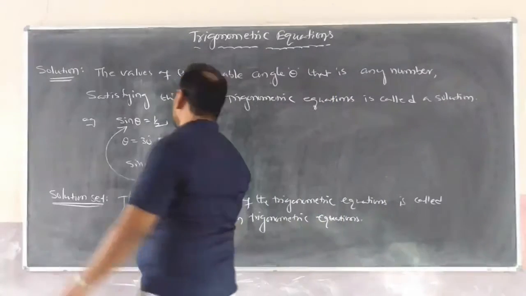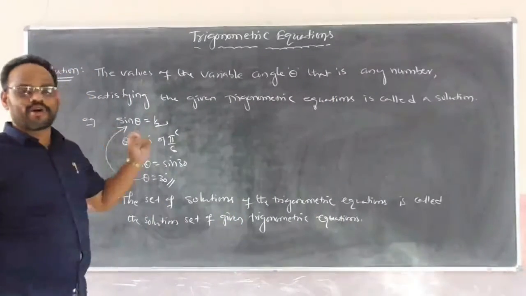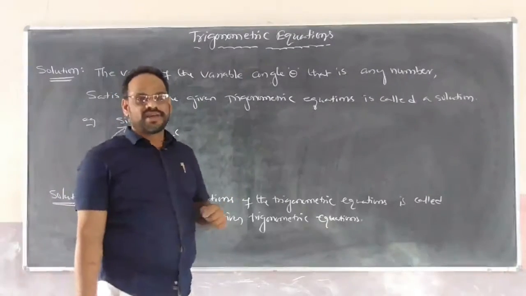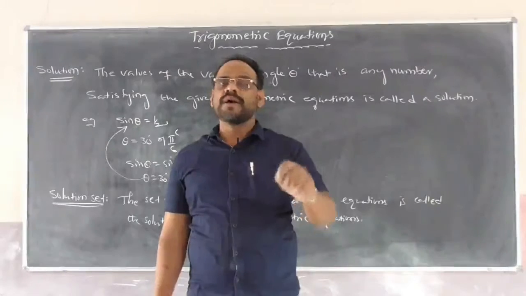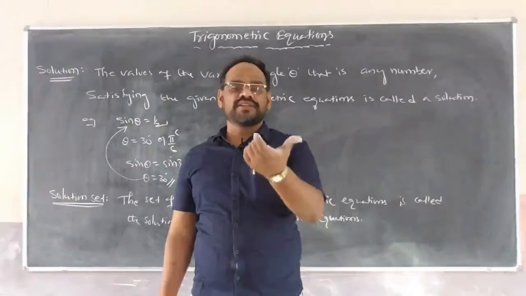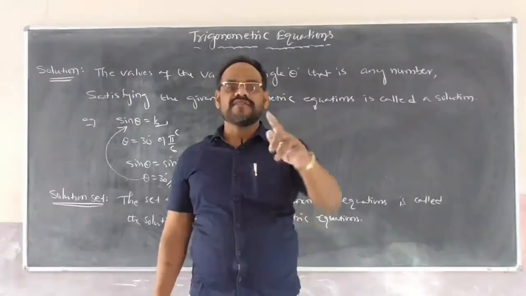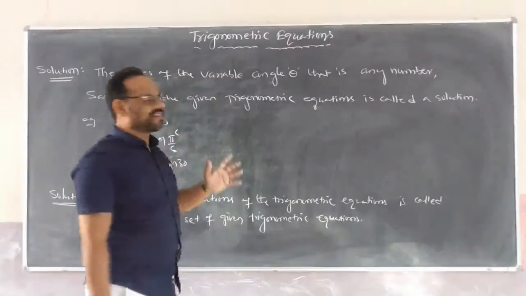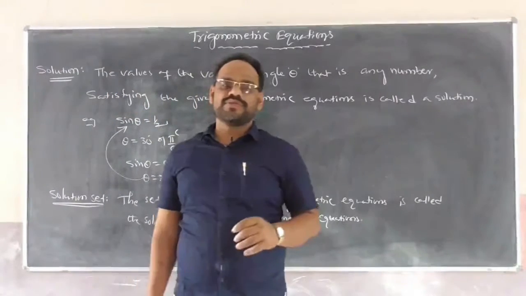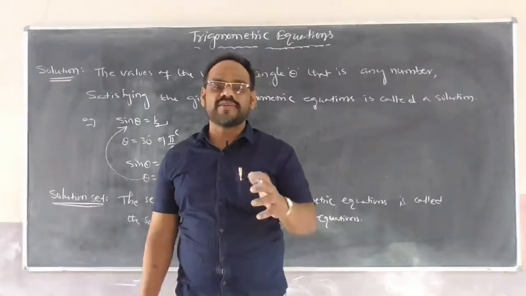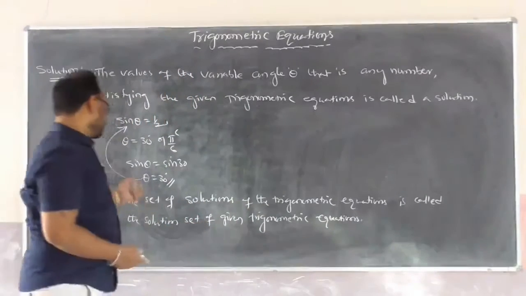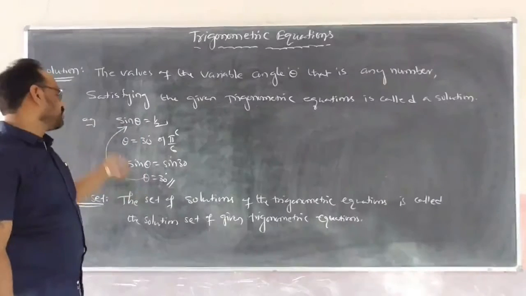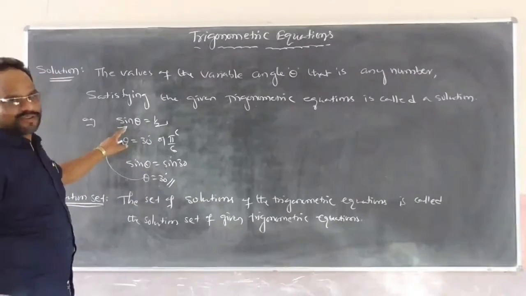That means, how do we know that? All the trigonometric functions are periodic functions. That means after the period, that is after 2 pi, the values are again repeated. So all the trigonometric functions have infinite number of solutions. Clearly, observe here, sin theta is equal to 1 by 2. Theta is equal to 30 is one of the solutions of the given trigonometric equation.